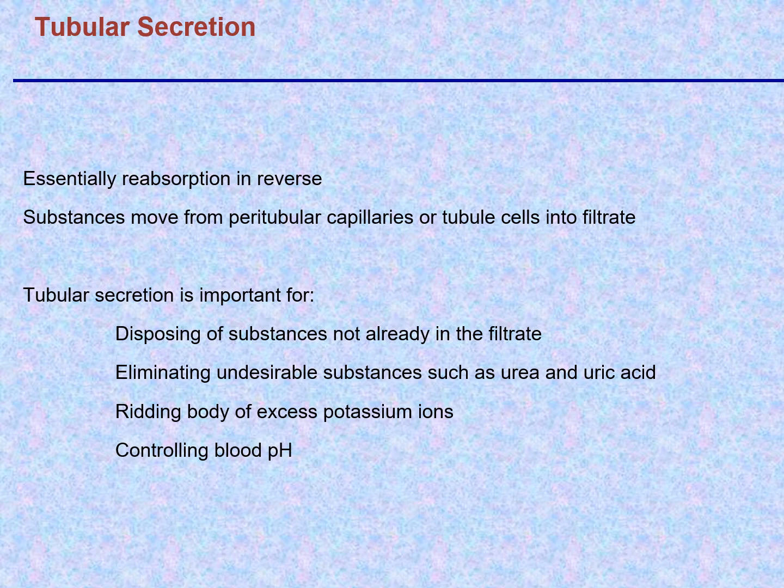Secretion is, in fact, important for disposing of waste products that normally are found in the urine but are not formed in the filtrate and form only by secretion. It's a way of getting rid of increased amounts of urea or uric acid, getting rid of excess potassium ions, and also is involved in the mechanism of controlling the blood pH. As I told you about the respiratory and renal systems, the kidney is responsible for balance of pH in the blood plasma. So this is part of that.